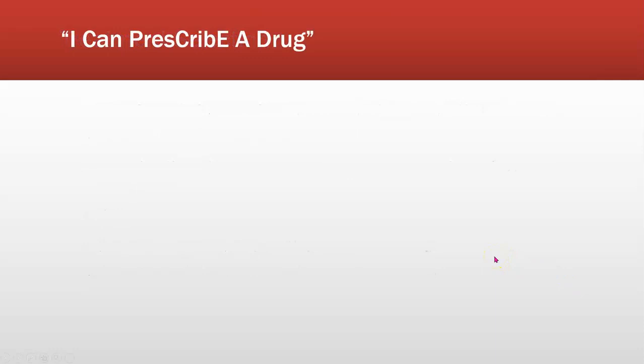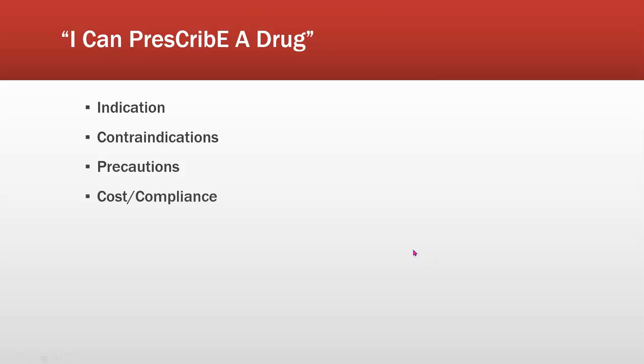Now, I can prescribe a drug. Can you? Is there an indication for you to prescribe it? Do you know the contraindications for it? What are the precautions? Is it a precaution for pediatrics? Is it a precaution for pregnant women? Is there a precaution for the elderly? What's the cost? If it's too expensive and the patient's insurance does not cover it, if their copay is too high, the cost will affect their compliance. So know how much the medications cost.